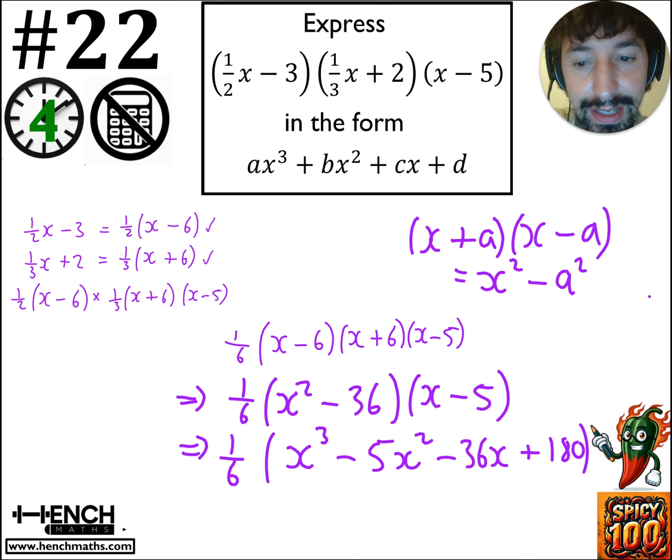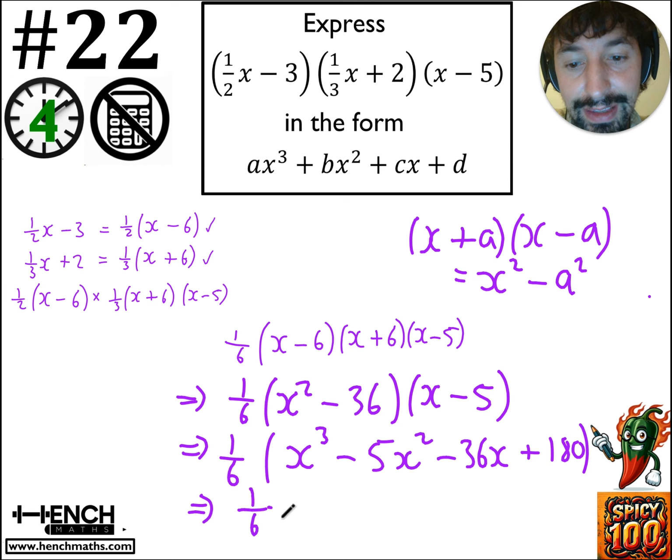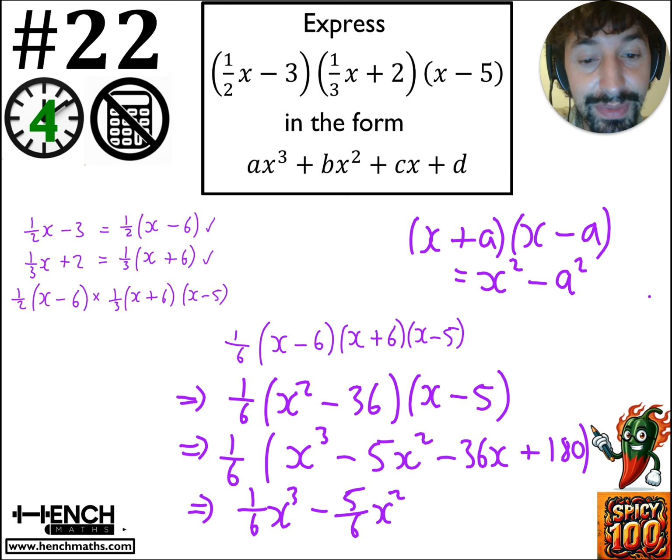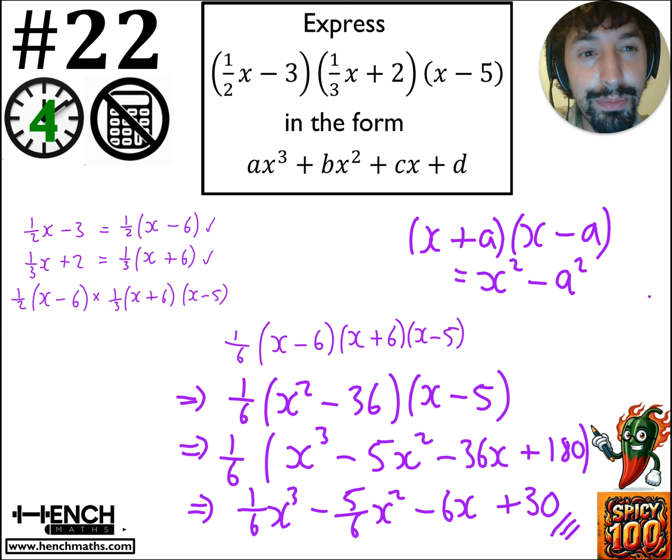So we can now take the sixth through everything. So a sixth multiplied by x cubed, so we get a sixth x cubed minus 5 sixths x squared. Negative 36 times a sixth, so divided by 6, is negative 6x. And 180 divided by 6 is 30, so plus 30. So we've now expressed it in the form ax cubed plus bx squared plus cx plus d.